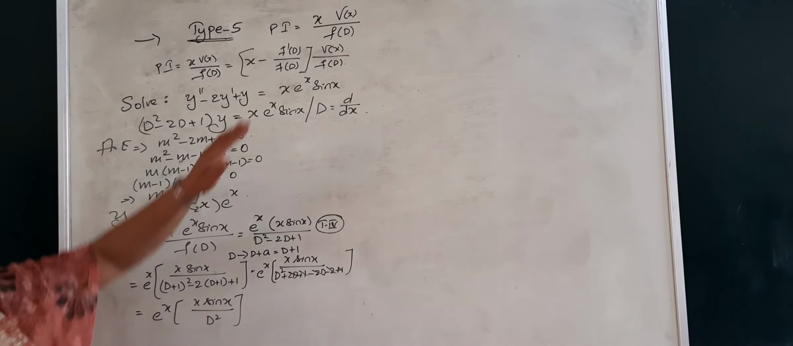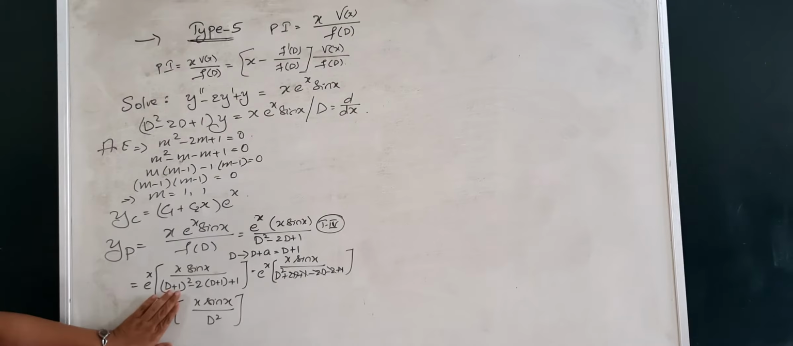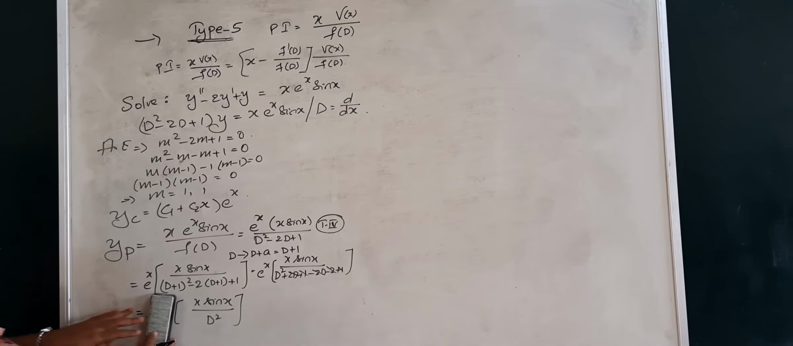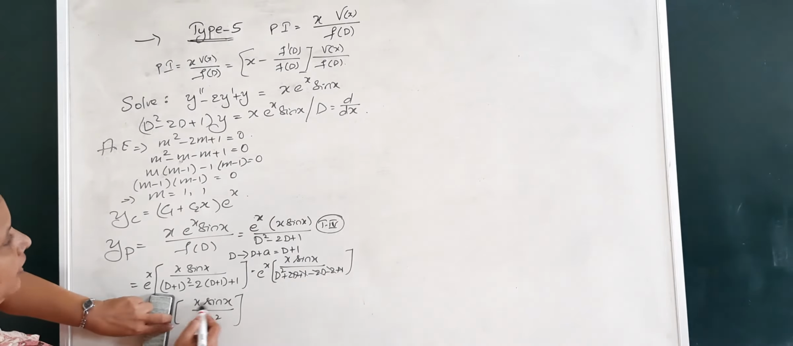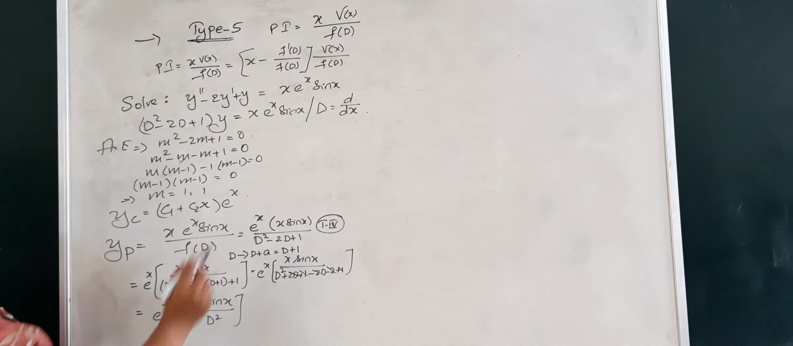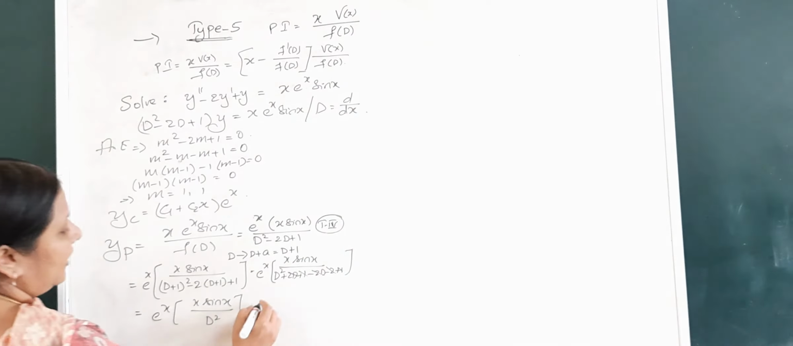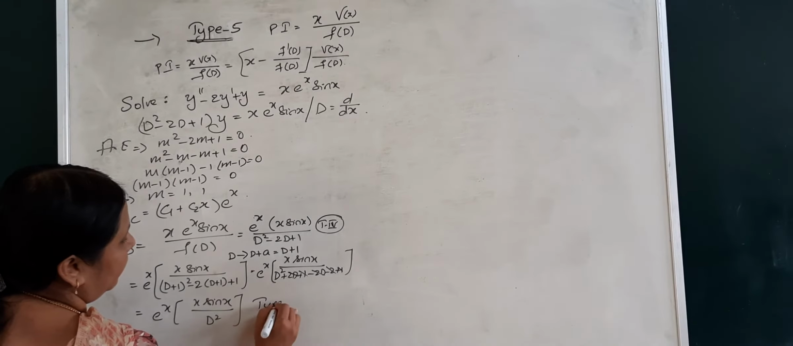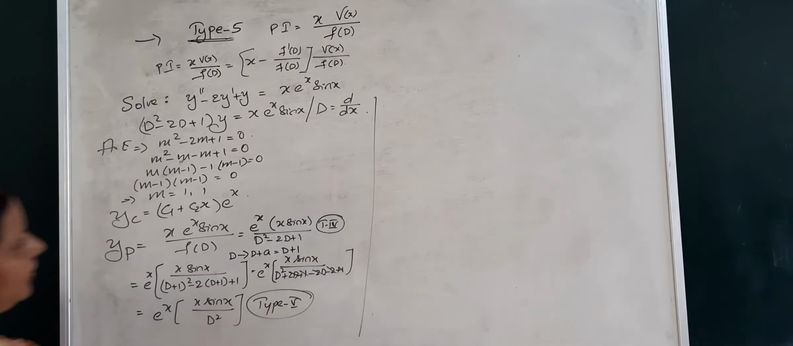Guys, this is the stage where we have to apply our type 5, x into another function of x. Forget about e power x, it's already come out. So now x into a function of x, got it? So x into function of x, what is the formula? x minus f dash of D divided by f of D, into the function divided by f of D. Let us apply that. So type 5, I am mentioning the name here.